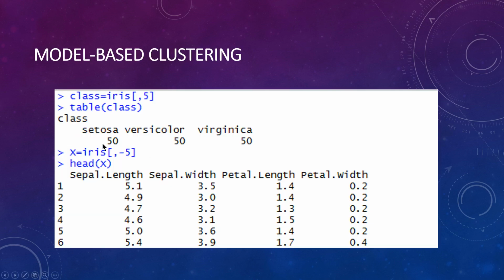I am using the R built-in Iris flower dataset. As we know, there are 4 features and 3 classes. Each class has 50 observations. Here, class is the data's labels. X is the data's features.